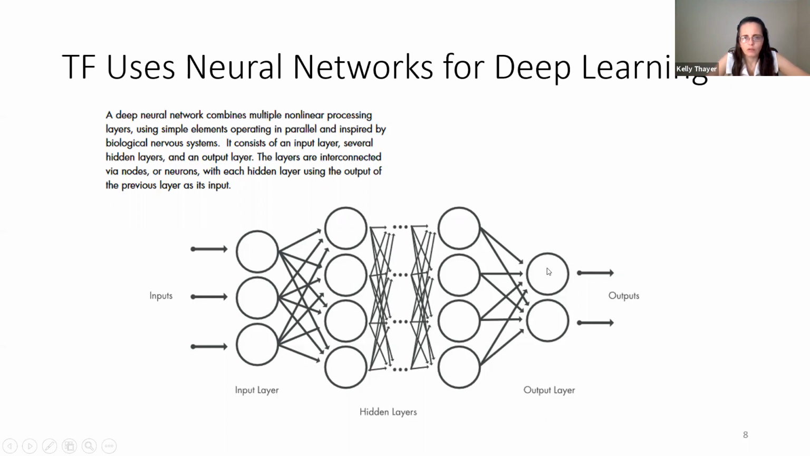Then it comes down through all your hidden layers over to your output layer, which will tell the results to the user. And that's essentially how neural networks function.